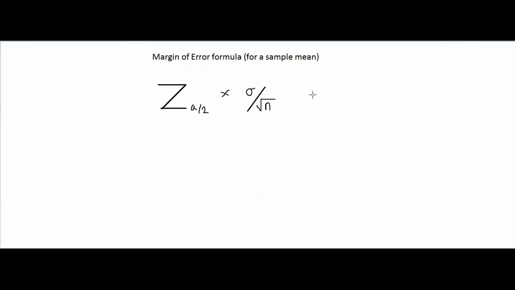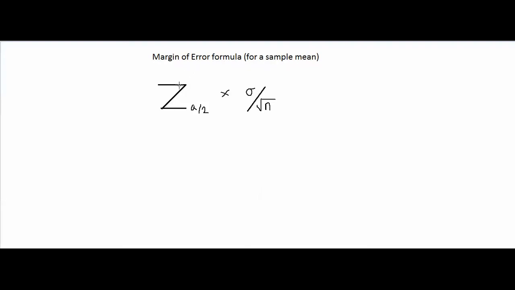Hi, in this video I was going to show you how to use the website that I want you to use this week. Before I show you how to use the website, I wanted to go through examples to help explain the margin of error and confidence intervals because it'll be good to understand these ideas before you use the website. So right here we have the formula for the margin of error.